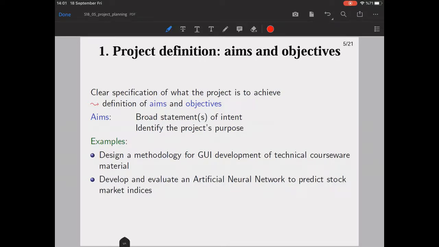Design a methodology for graphical user interface development of technical courseware materials, for example. Or develop and evaluate an artificial neural network to predict stock market indices. We will go ahead with this example throughout the session, just for understanding. That's it, just for example.